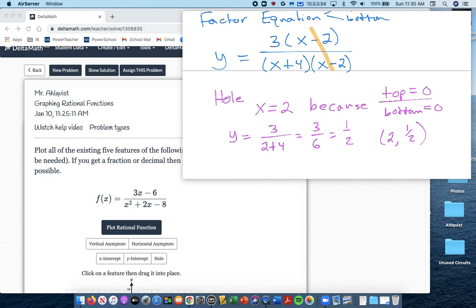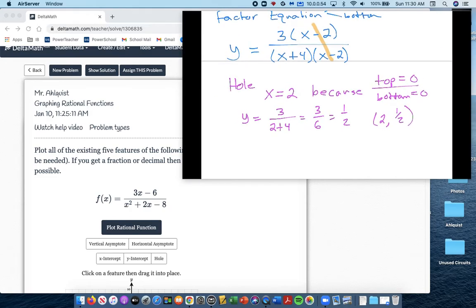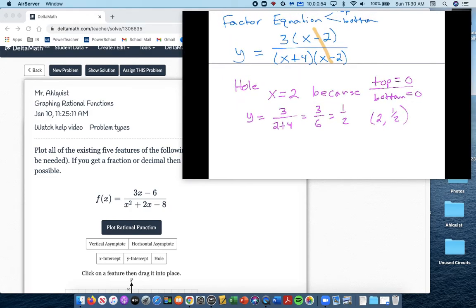Now, our vertical asymptote is when the bottom equals 0 but the top does not equal 0. Well, notice now that we have this factored equation. So our vertical asymptote is going to be when x plus 4 is equal to 0. So when x is equal to negative 4. That's going to be our vertical asymptote.